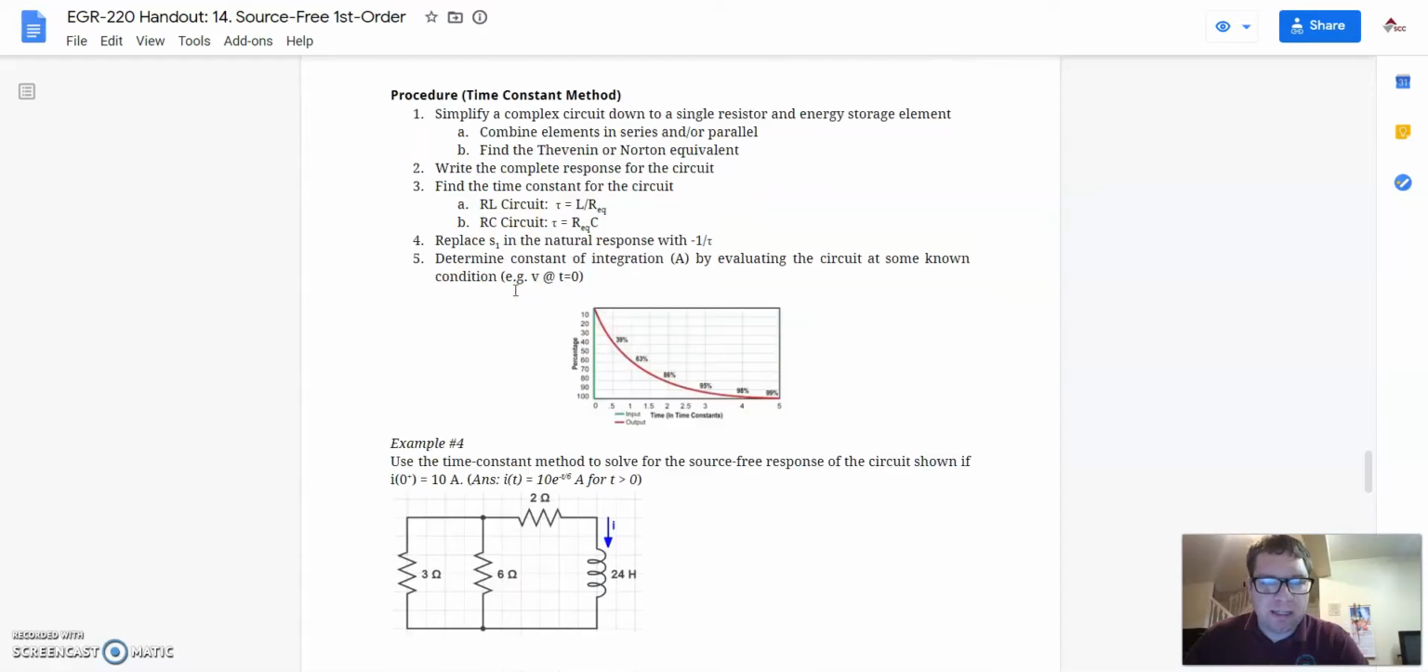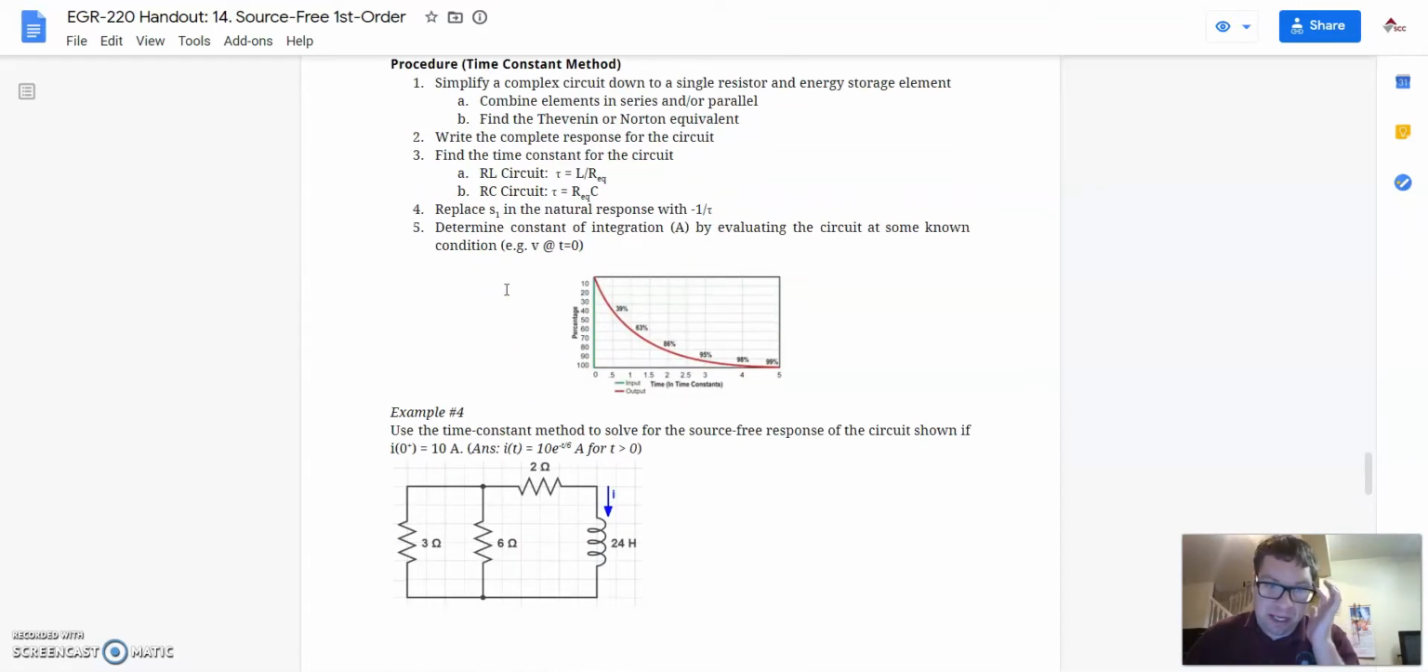If you remember back in the second example, we had a 1/16, and I told you that 16 came from the 2 ohm resistor and the 8 farad capacitor. If you multiply them together, you get 16. So that's what the time constant method does. You can see here we have two equations: tau equals L over R equivalent, and tau equals R equivalent times C. We're going to use that to find our root, or our rate of decay, which we've been calling S1.